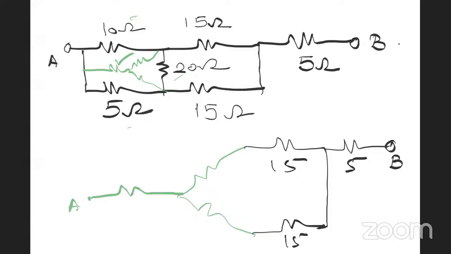Yes, sir. What if we convert 20, 15, 5 star to delta? I'll even do that. Let me finish this. So what will be the answer to this? It will be 50 by how much? 1.43, right?